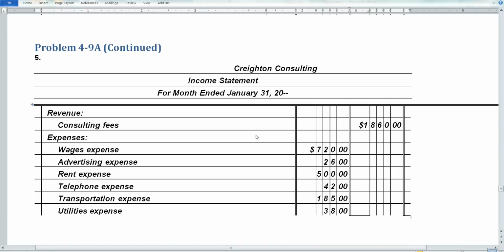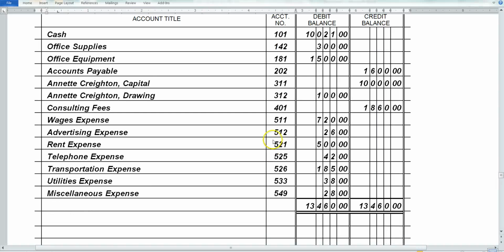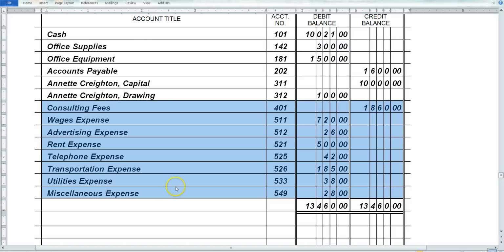Next, we need to create the income statement. Again, we name the company, income statement, and what month is it for. The income statement only has revenue and expenses. So we have to list our consulting fees and all our expenses. And if you notice, our consulting fees are the 400 accounts. So if we had different services, we would have all the 400 accounts for our revenues and all our expenses. So from here down is truly our income statement.